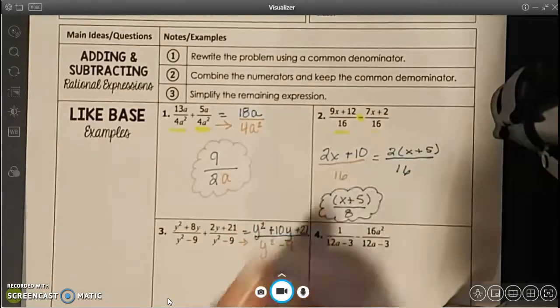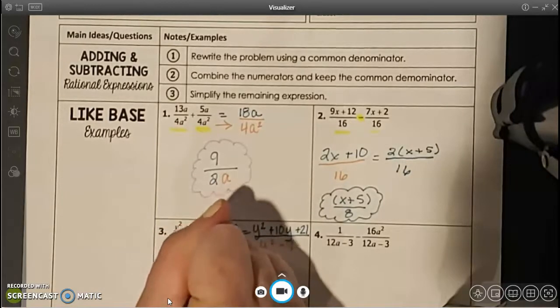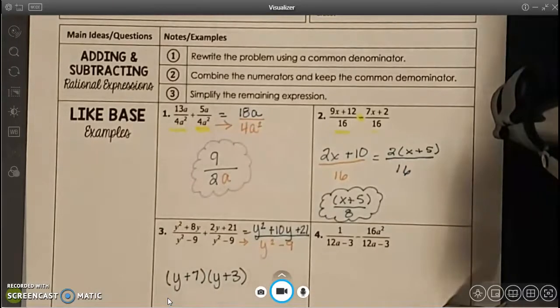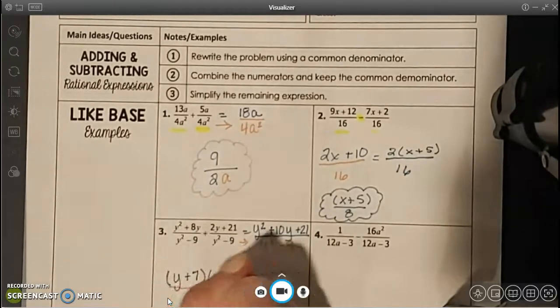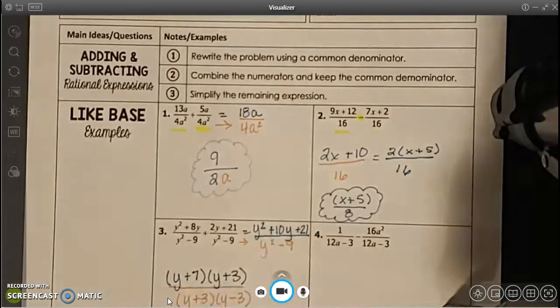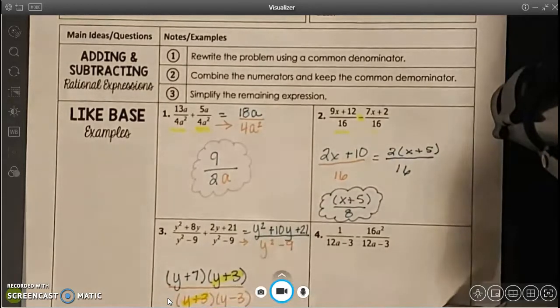Okay, and then I'm going to factor both the top and the bottom and see if I can reduce. So here, what multiplies to give us 21 and adds to give us 10? Okay, that is going to be 7 and 3. So that will factor into y plus 7, y plus 3. And then the denominator, that's the difference of two perfect squares. So that's going to be y plus 3, y minus 3. And then we have to see what reduces. y plus 3, y plus 3. So my final answer is y plus 7 all over y minus 3.